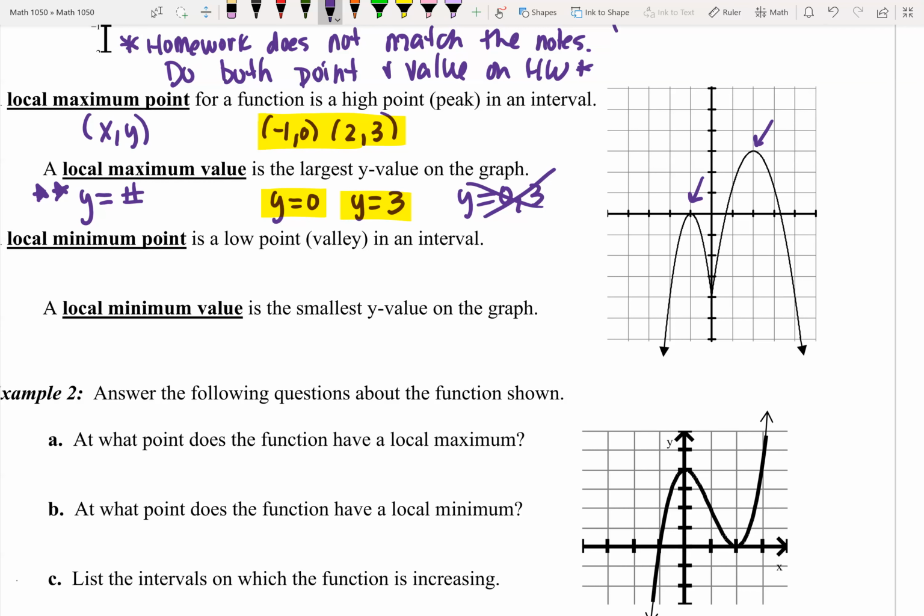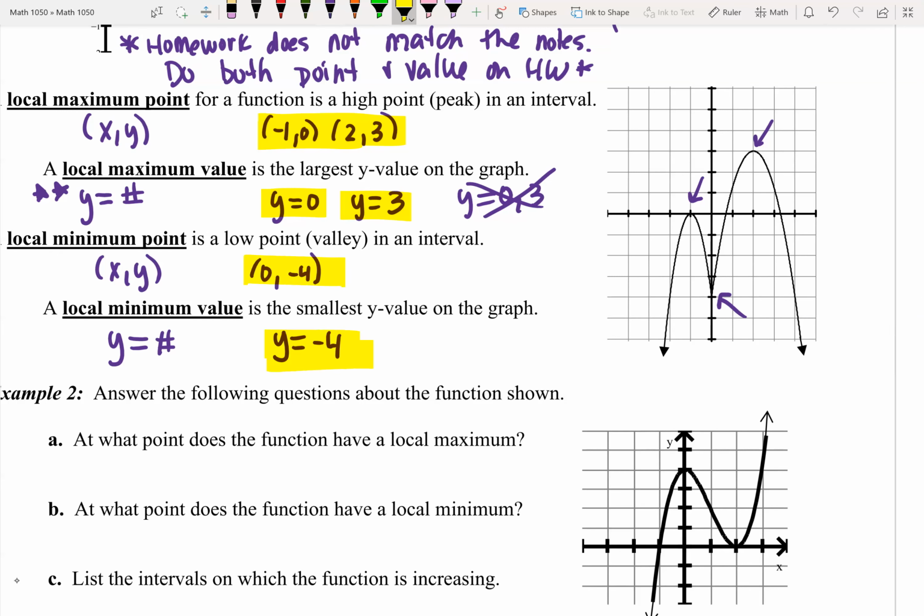Okay, local minimum point. Everybody go x, y. And then value, y equals some number. So guys, we have a local minimum right there. It's a low point. What's that ordered pair? It is 0, -4. Do I have any other little low points on my graph? No. So that's it. And then the local minimum value is y equals -4. And that's it. Literally, those are the answers.